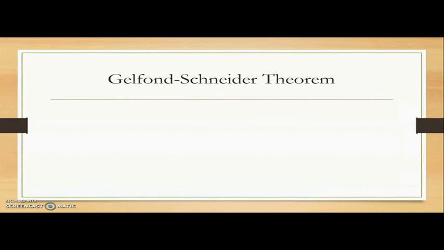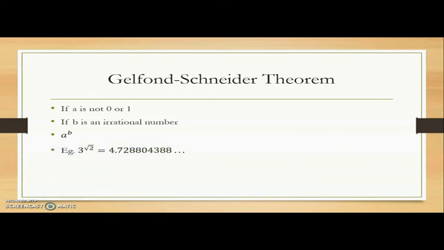A mathematician by the name of Gelfond-Schneider had proved a theorem that states that two algebraic numbers, a and b, can form a transcendental number. If a is neither 0 nor 1, and b is an irrational number, we can place them such that a to the power of b is a transcendental number where its decimals can continue infinitely. Well, until proven otherwise anyways.